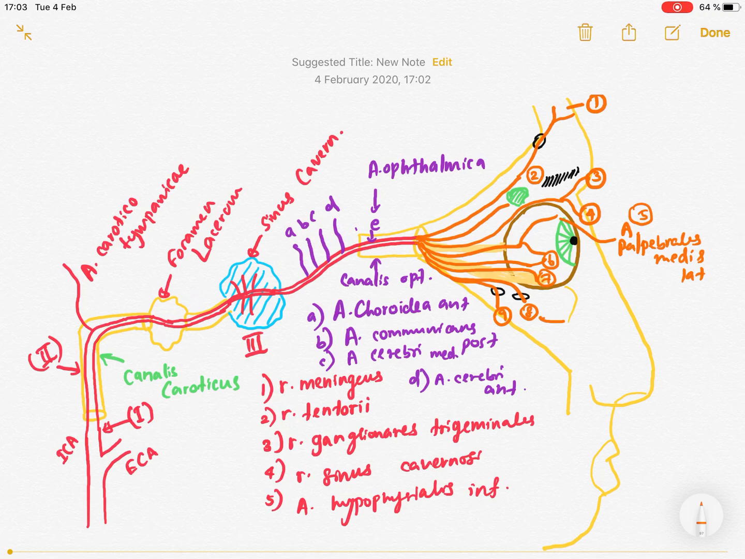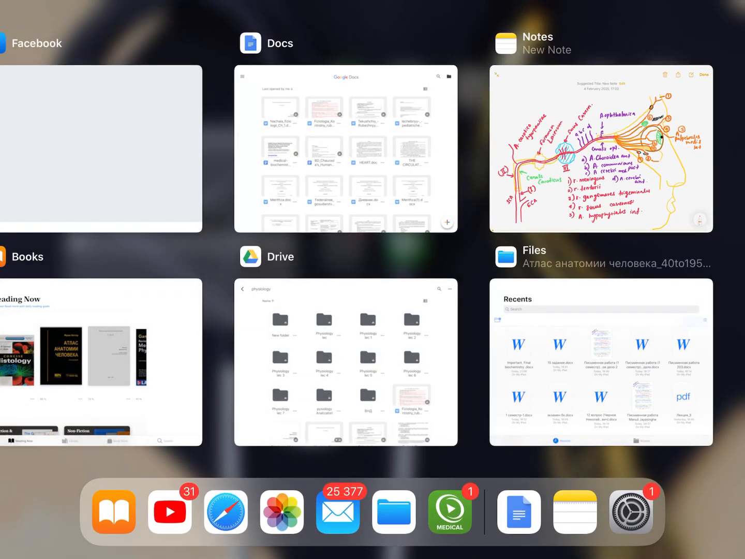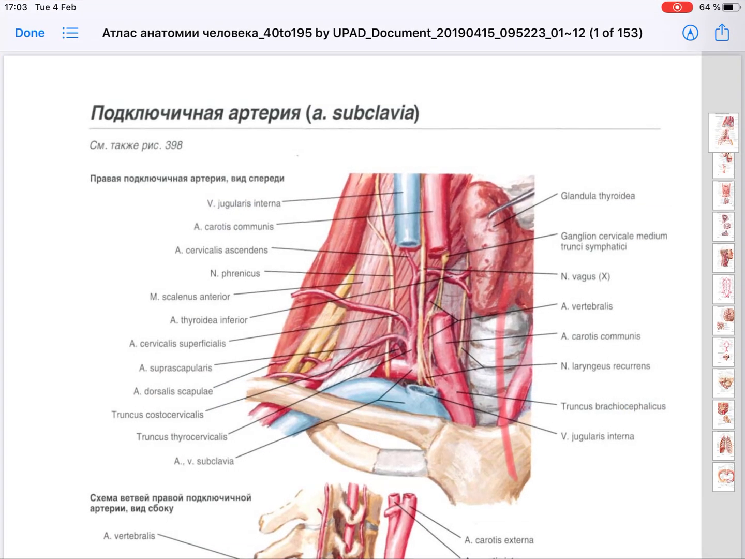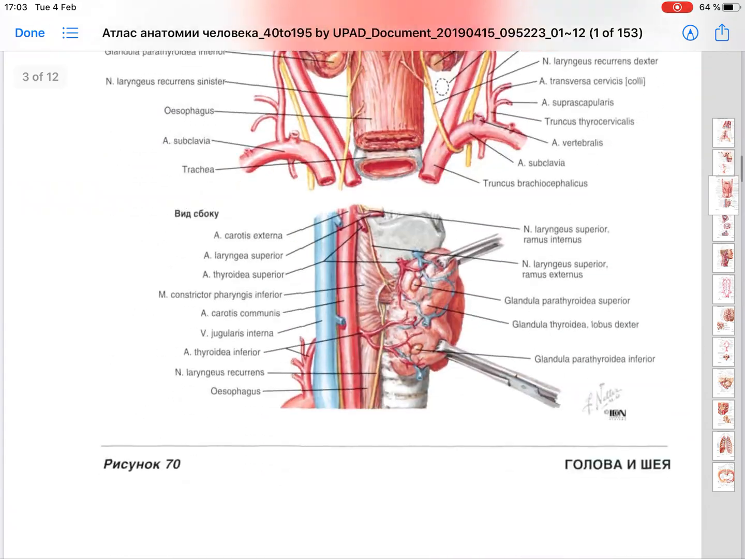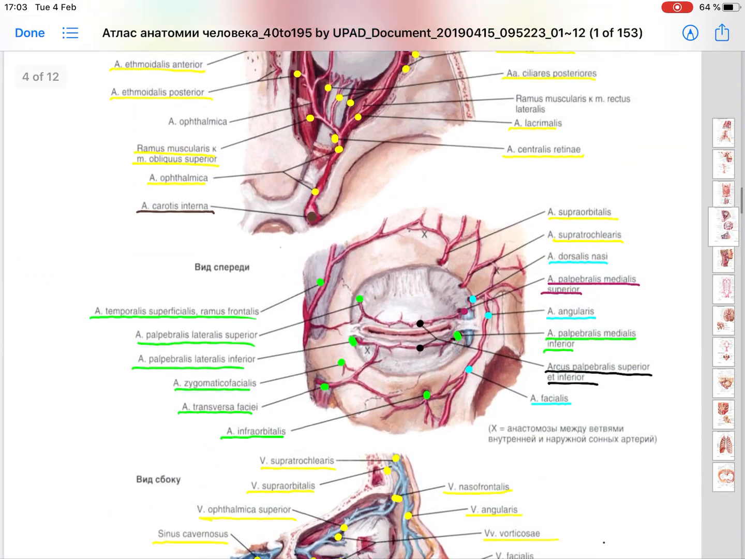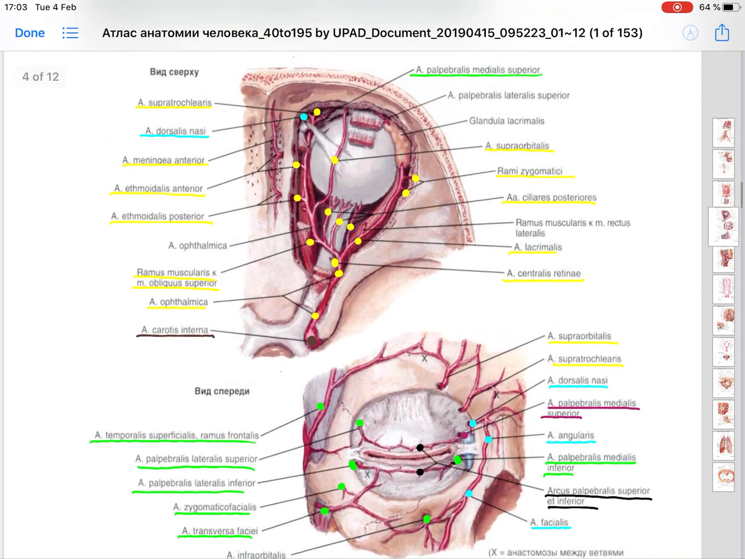So let me show you this in an atlas, this last part, pars cerebralis, where we have the ophthalmic artery. Okay, here as you can see we have arteria ophthalmica going through the orbital canal and entering into the orbit, and then it will give on its way arteria centralis retinae, and then it will give arteria lacrimalis.